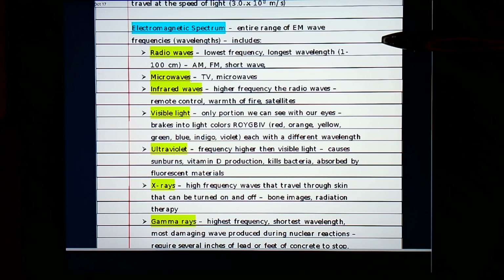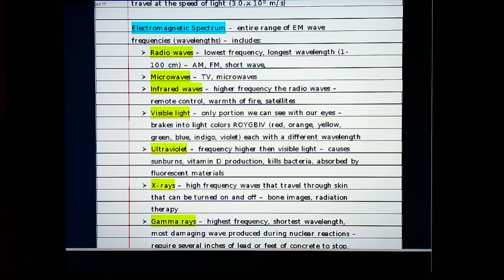After your microwaves, you have infrared waves. Infrared waves have a higher frequency than radio waves, which means they have a shorter wavelength than radio waves as well. Some people might have infrared heaters at home that actually light up bright red. That again is a type of heat, so it is an infrared wave coming out of that particular heater. All right.